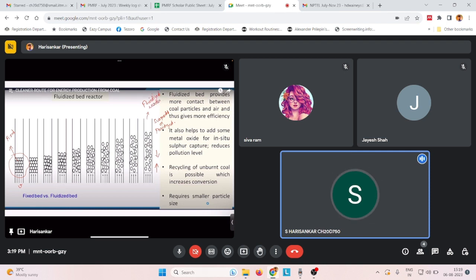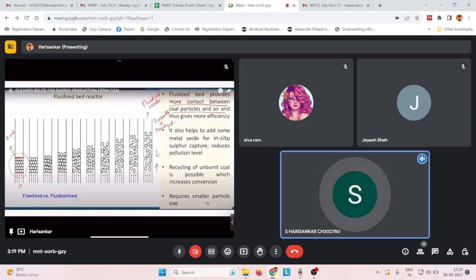And if no such thing happens and these particles are rigid in nature and there is no movement between the particles, it is usually a fixed bed reactor. Just a very simple explanation of this fixed bed as well as fluidized bed. So fluidized bed provides more contact. That is the advantage of fluidized bed basically. It provides more contact between the coal particles and air, thus giving the process more efficiency.